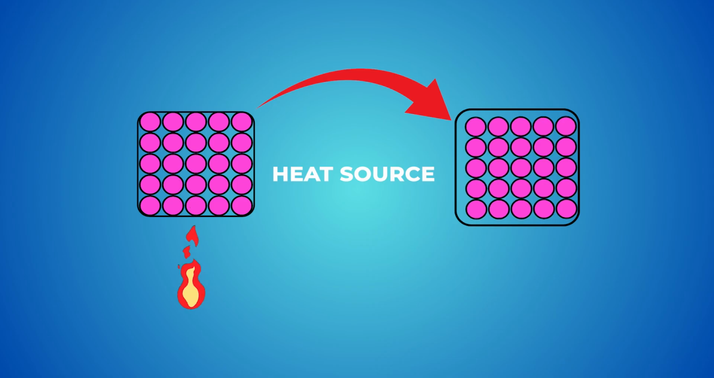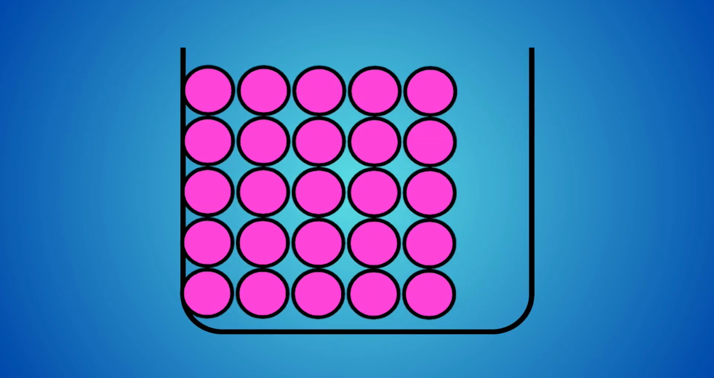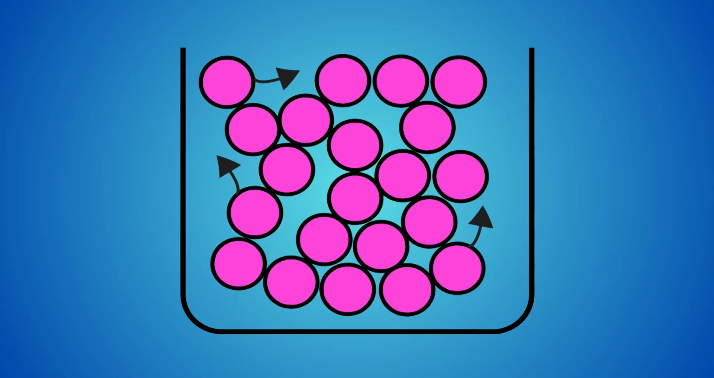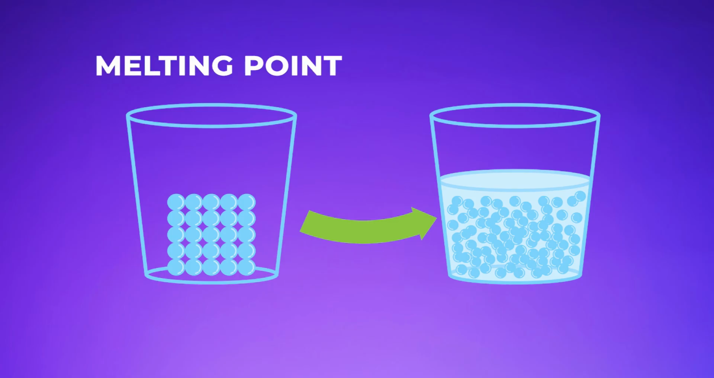If you heat a solid, the energy provided by the heat source makes the particles in the solid vibrate faster and faster. Eventually, they vibrate so fast that the forces of attraction between the particles are no longer strong enough to hold them together. The particles are then able to move around each other. The solid melts to form a liquid. The temperature at which the solid melts is called its melting point.